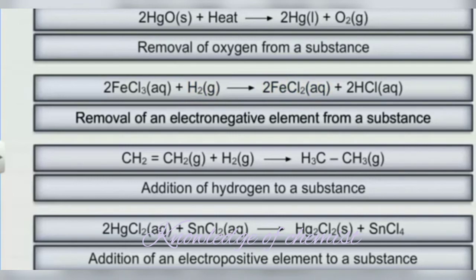In the third equation, by adding hydrogen to ethene we get ethane. In the fourth equation, mercuric chloride reacts with stannous chloride to produce mercurous chloride and stannic chloride. In this reaction, mercury, an electropositive element, is added to mercuric chloride.